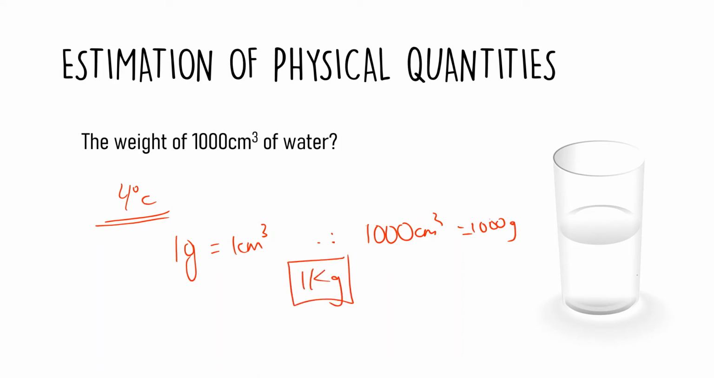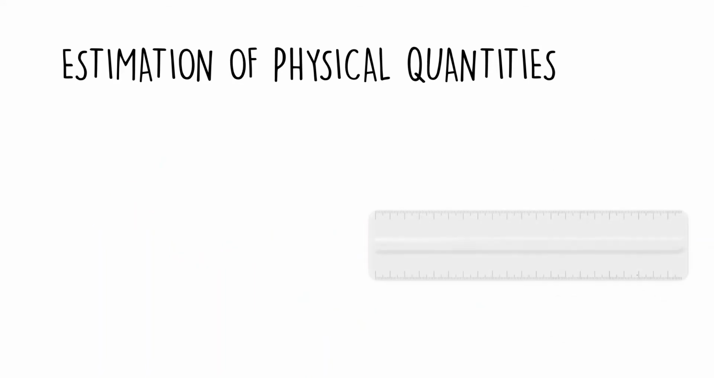But remember that this is the mass. We want to find out the weight. And so I'm going to multiply that by 10. You can multiply it by 9.8 as well, and the answer turns out to be 10 Newton. The examiner will accept any answer between 8 Newton to 12 Newton. You can see that either 9.8 or 10 is between that range.